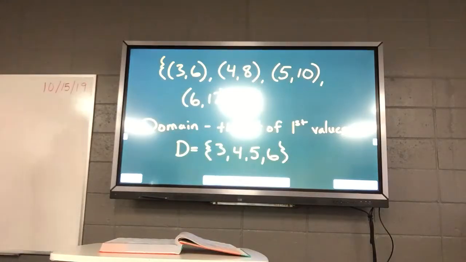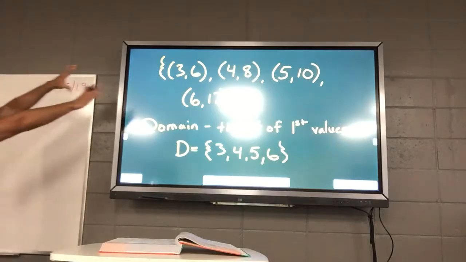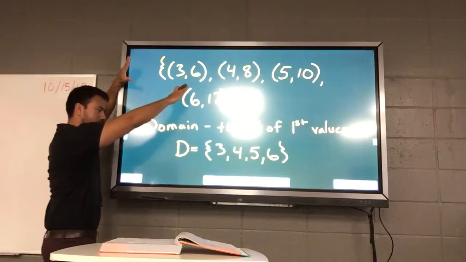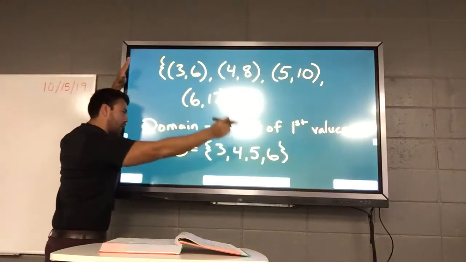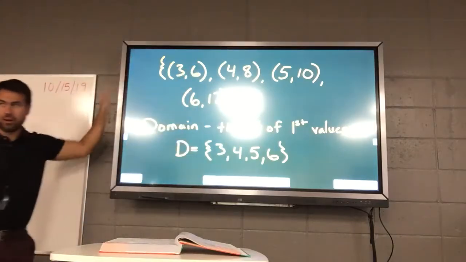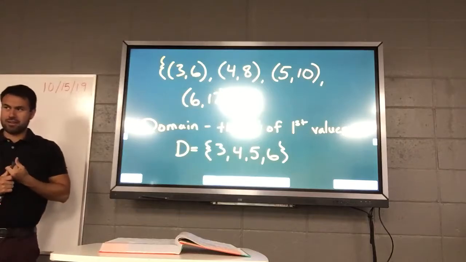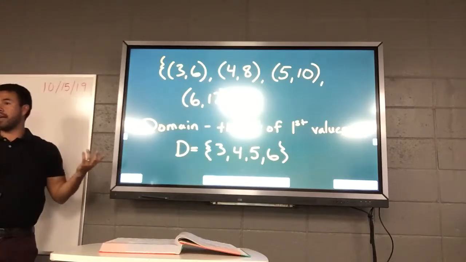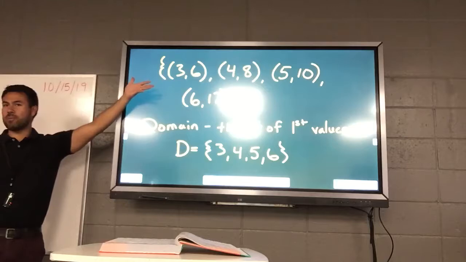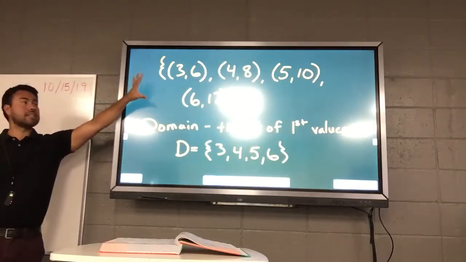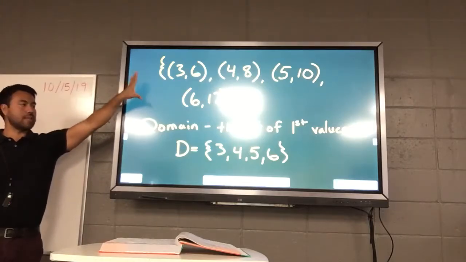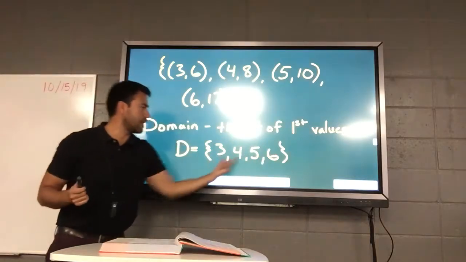Let me ask you this question. Ellie, looking at your domain, 3, 4, 5, 6, according to this set of ordered pairs, can 3.5 be a value in there? No. You know why? Because it's not part of the ordered pairs. This is a limited set, limited to these 4 domain values.